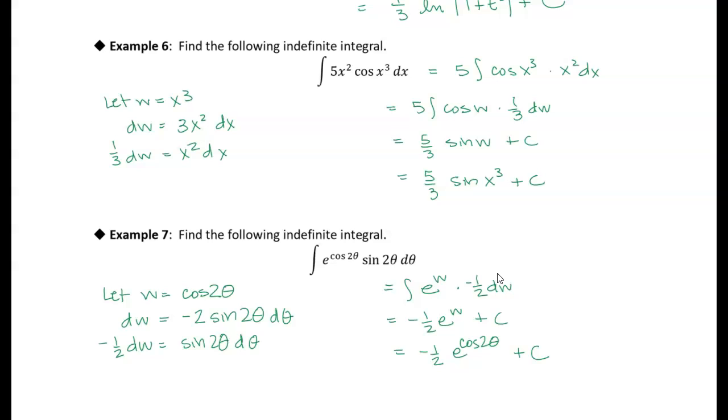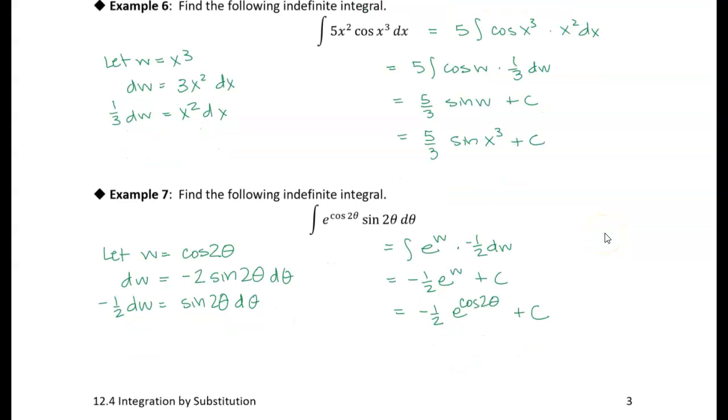These were slightly more difficult, but not too bad. I guess they involved trig functions, but still, you're just looking for an inside function and an outside function. So there's the answers for those two. I think it's pretty straightforward. So let me know if you have any questions when we meet for office hours.